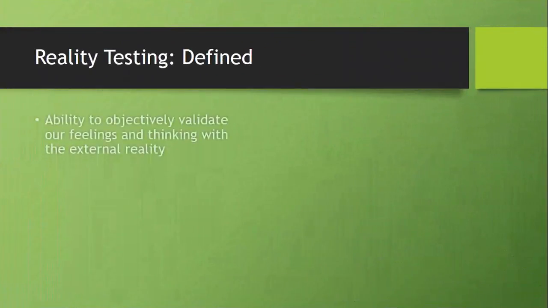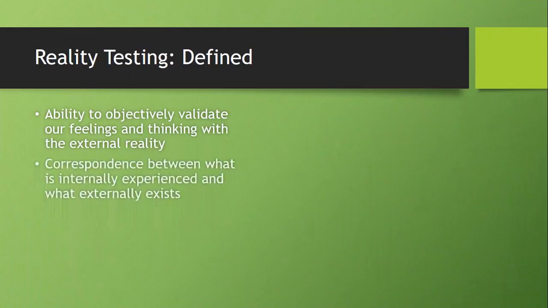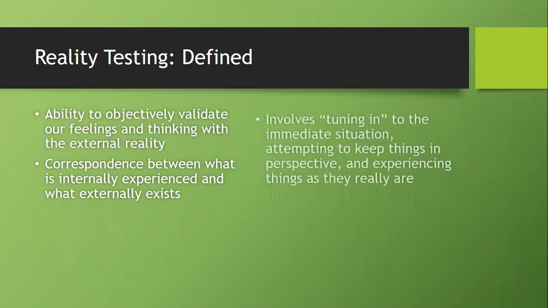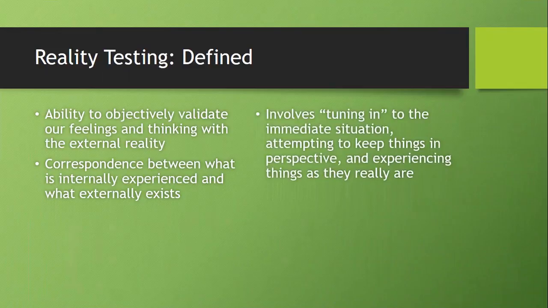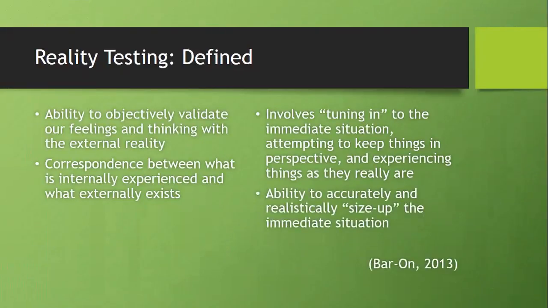So reality testing, defined, is the ability to objectively validate our feelings and thinking with the external reality. It's a correspondence between what is internally experienced and what externally truly exists. It involves tuning in to the immediate situation, attempting to keep things in perspective and experiencing things as they really are. At the end, it's really our ability to accurately and realistically size up the immediate situation.